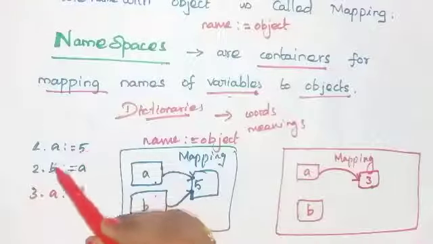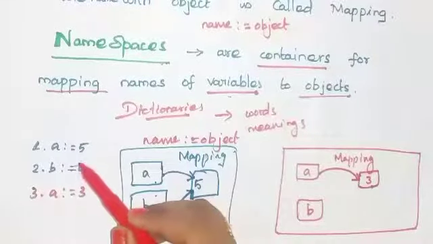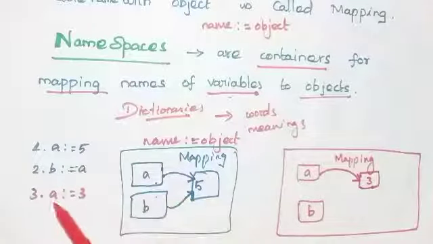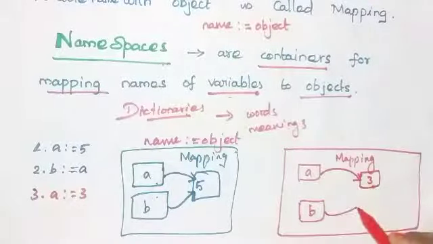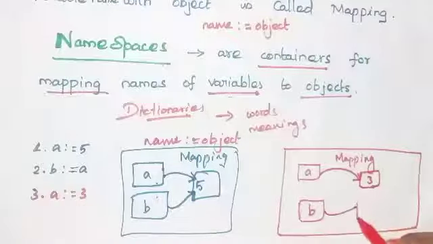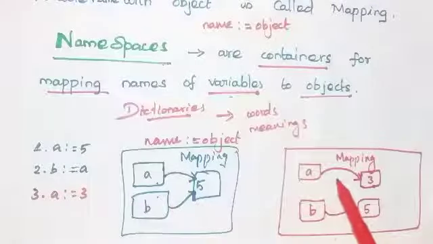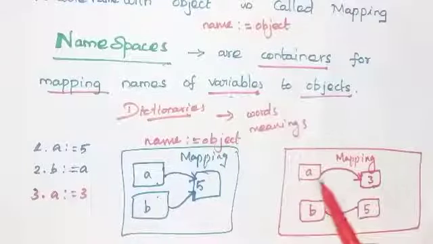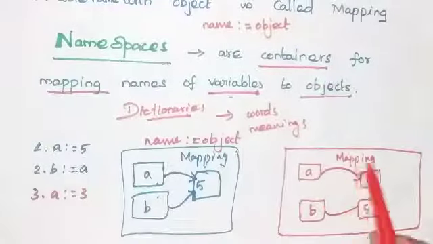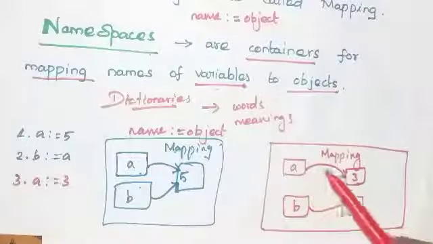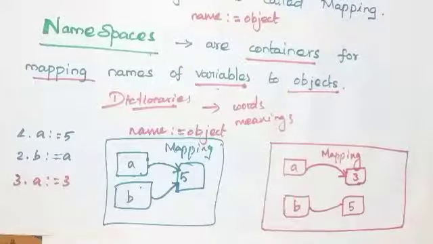A is equal to 5 and B is equal to A. So what is the value of B? B is also 5. Next, the condition A is equal to 3 is given. Now the value of A is changed, but B is still mapped to the integer 5. So these changes of A do not affect the value of B. The value of A will change, but the value of B does not change. This is the mapping after changing the value of A. So this is the introduction to scope.